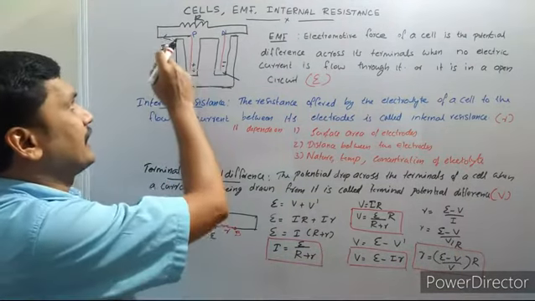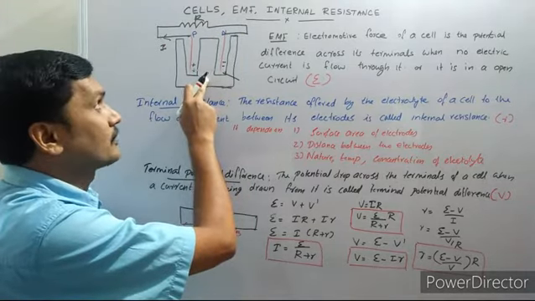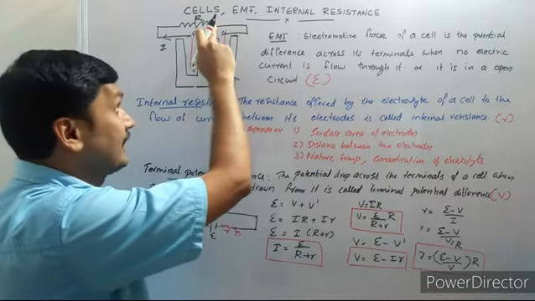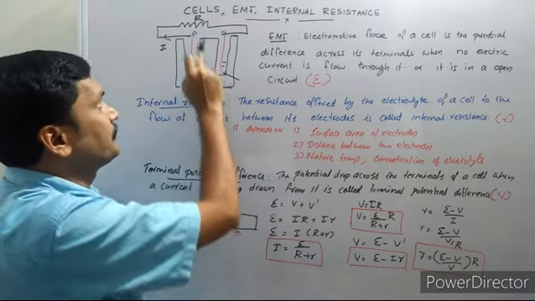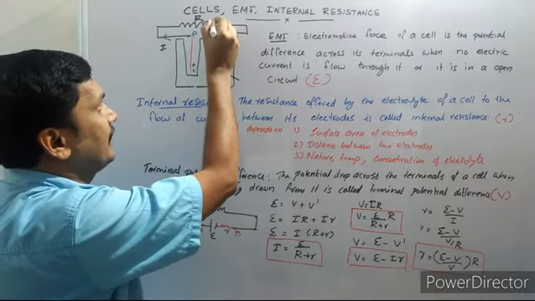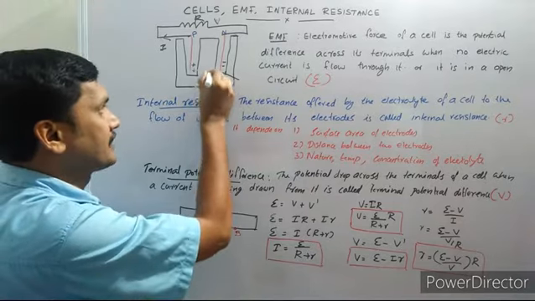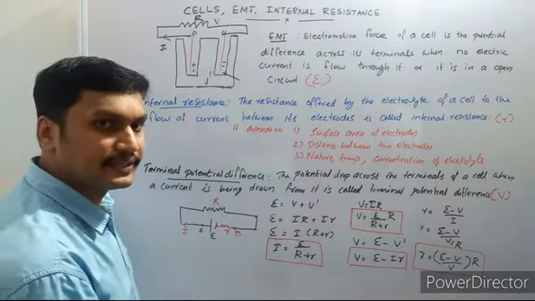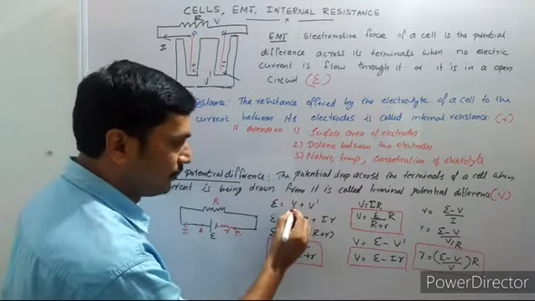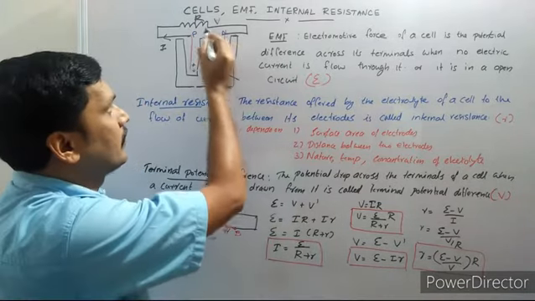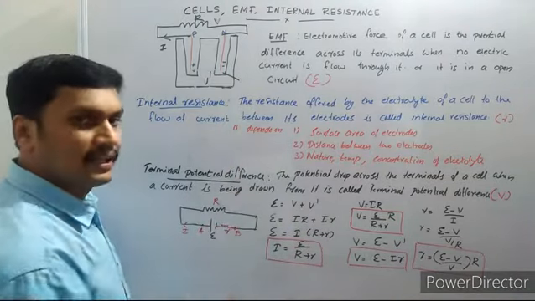You know that when current is drawn from this cell, the total EMF is dropped partly across the external resistance, and some is dropped across the internal resistance. V is the potential drop across the external resistance, and V dash is the potential drop across the internal resistance. That is, the total EMF of the cell is divided into V and V dash.